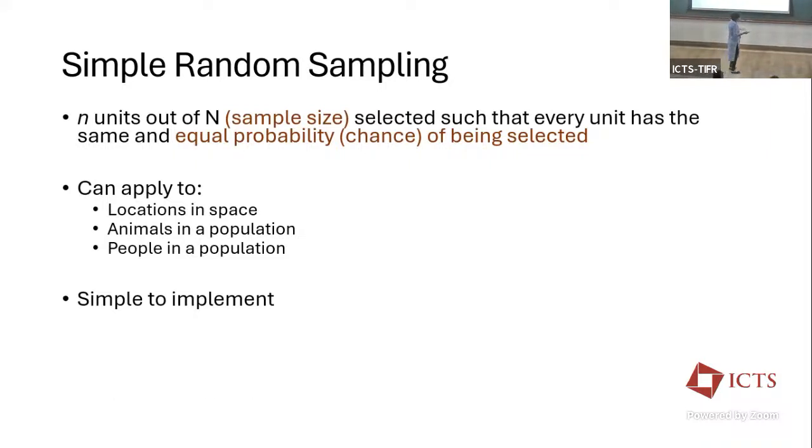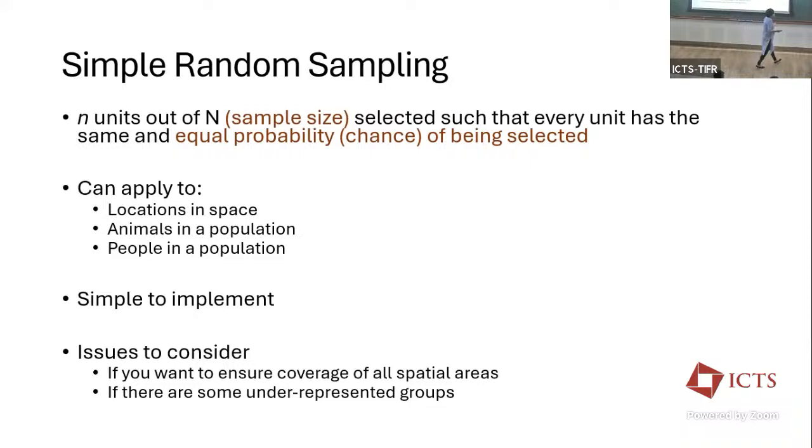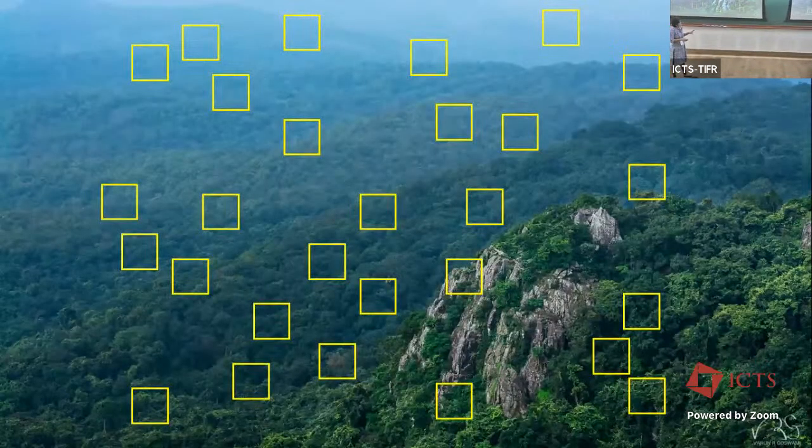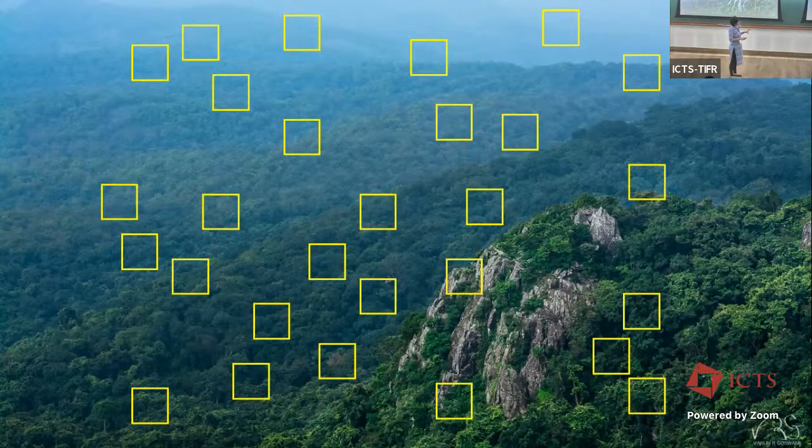It's really simple to implement, but if you want to take an additional step, maybe ensure coverage of all areas, maybe ensure that some underrepresented groups are not covered, then this may not be the ideal way. But it's really simple, really easy to represent. This is the sort of landscape that you might consider. You may not want to climb up and down those huge cliffs, but simple random sampling is not going to help you with that. You might get a point up there.